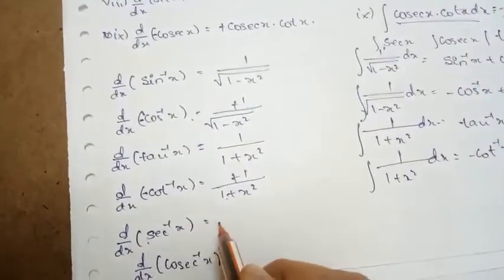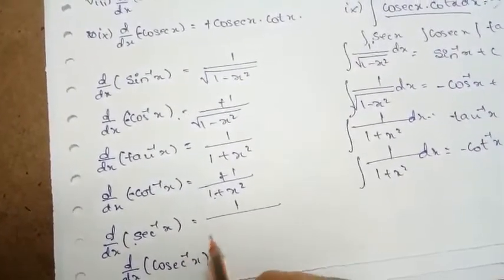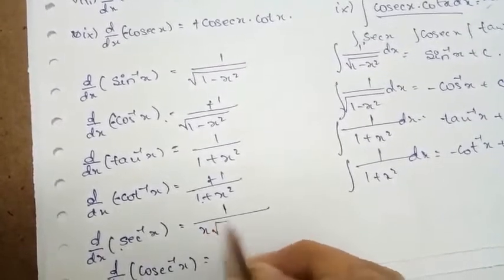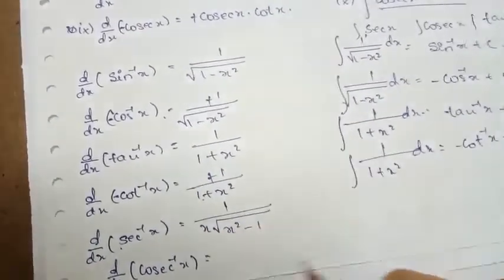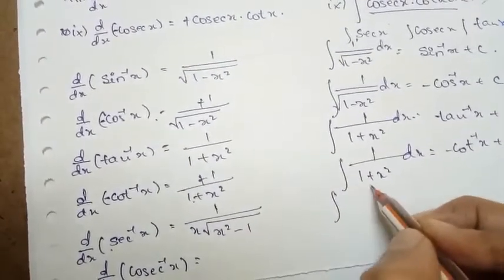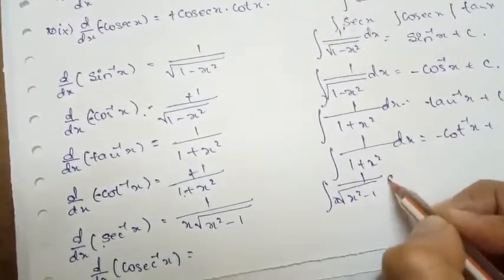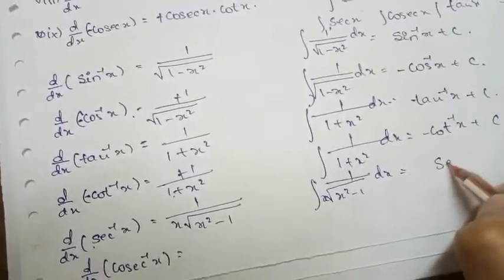Similarly, the differentiation of secant inverse is equal to 1 divided by x into square root of x square minus 1. So the integration of 1 divided by x into square root of x square minus 1 dx is equal to secant inverse of x plus c.